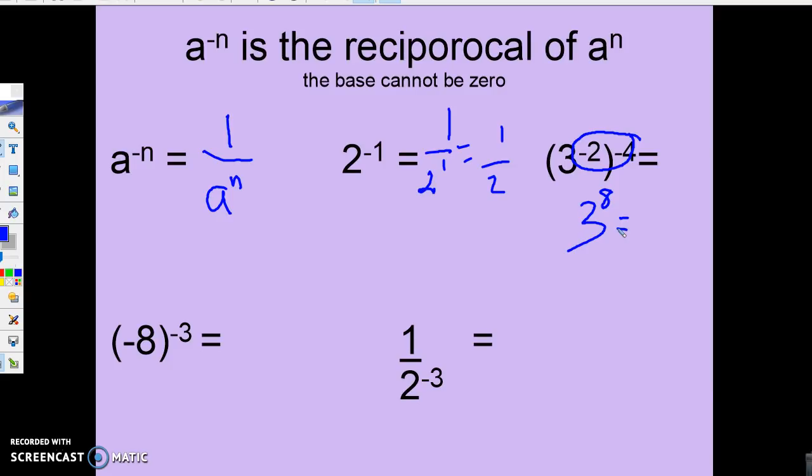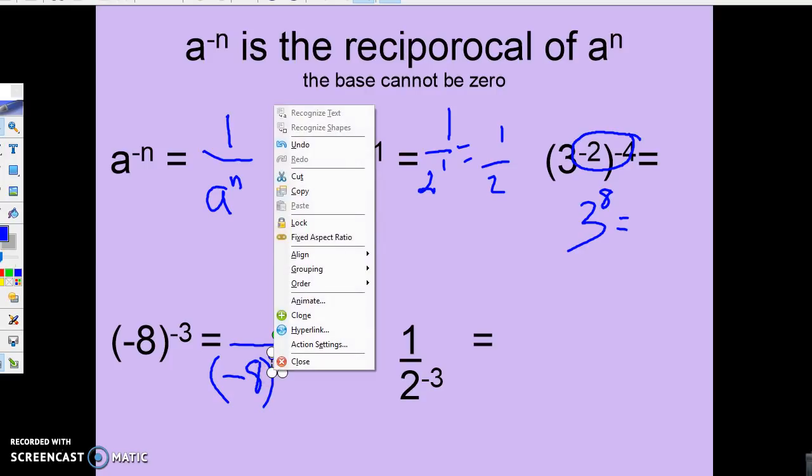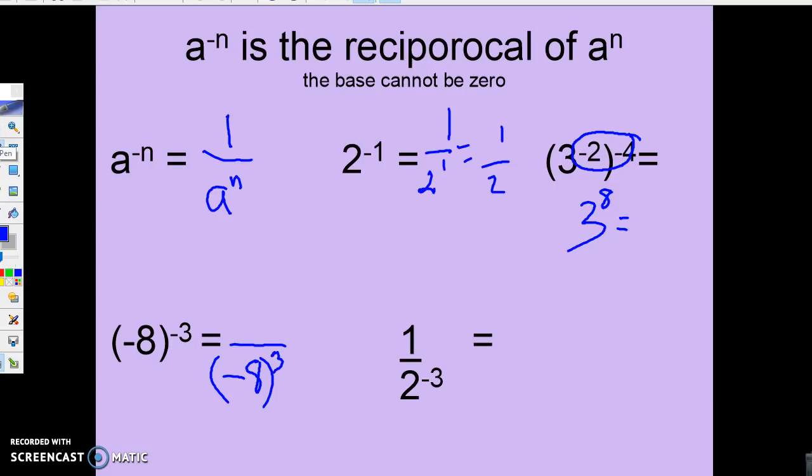All right, negative 8 is being raised to the negative 3rd power. So because my base is negative 8 and because I have a negative exponent, I'm going to move my base to the bottom. Notice that because the base is negative, I keep that inside parentheses, and now that I've moved it to the bottom, by reciprocating, that 3 is now a positive 3 rather than a negative 3. There's nothing left on the top, so I put a 1 in its place.